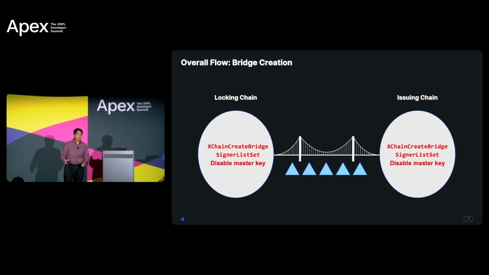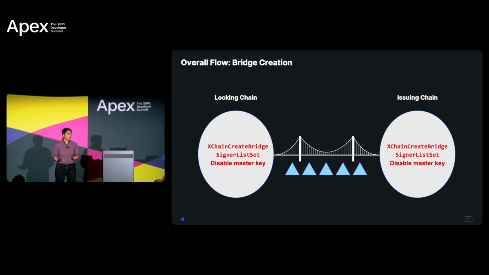So now that we've covered the nitty-gritty of the transactions, let's step back and look at some overall flows. First off, how do you create a bridge? First, you submit the cross-chain create bridge transactions on both chains. Then that basically establishes what your door accounts are, what the currencies are, what the signature reward is, all of that. Next is the signer list sets. That establishes what the witnesses are.